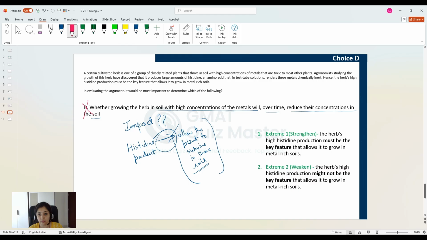So if you marked this answer choice incorrect, either your passage understanding was not correct or the conclusion that you were trying to evaluate was not clear to you. What is it that the conclusion is saying? What relationship is the conclusion discussing? What things should the correct answer choice ask you? How can it strengthen the conclusion? How can it weaken the conclusion? With that, let's move to choice E.